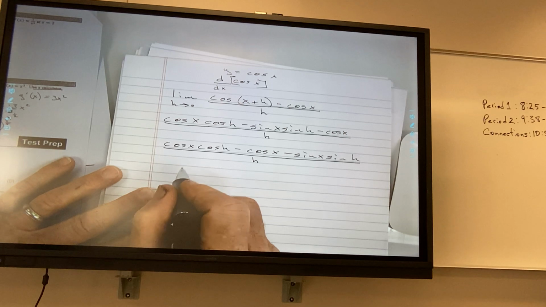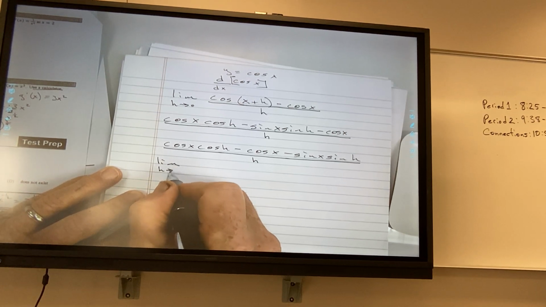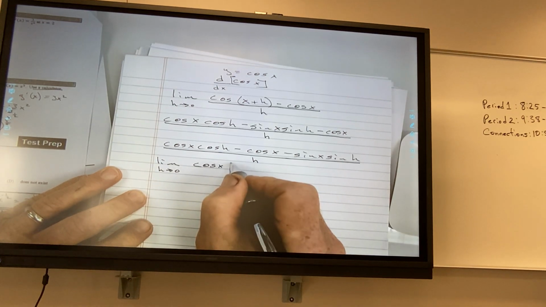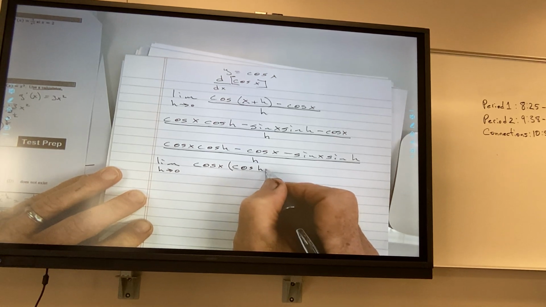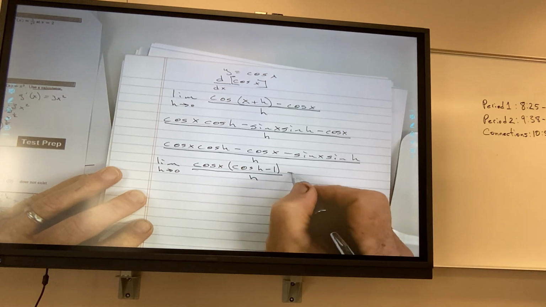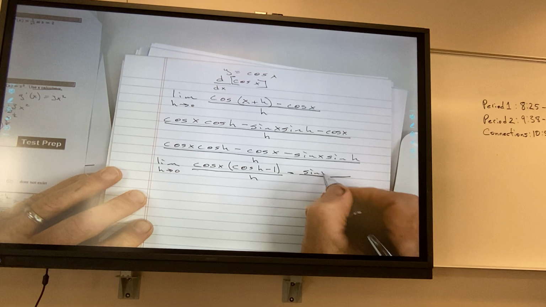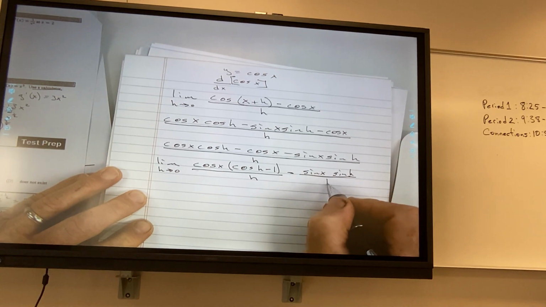So I'm gonna write the limit as h goes to 0. I'm gonna factor out the cosine of x. In here, I'm gonna have the cosine of h minus 1 over h, minus the sine of x, sine of h over h.